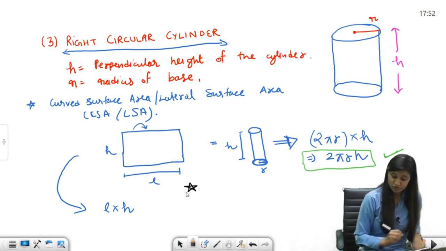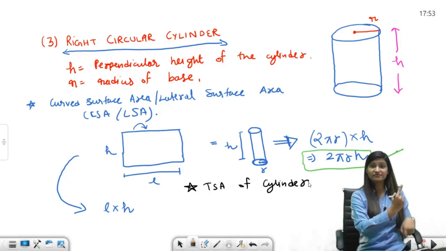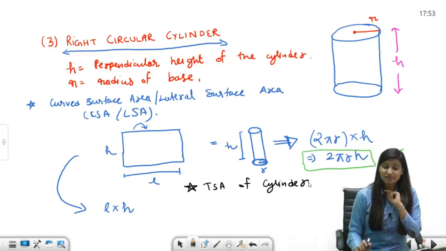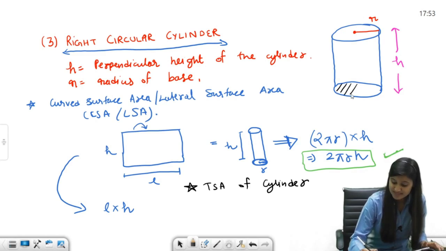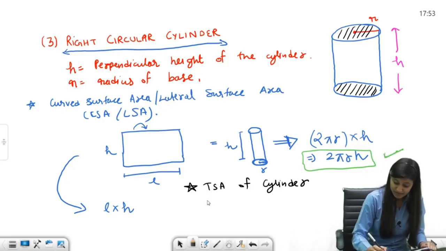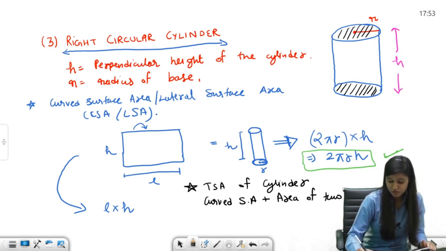Further, what can we calculate? It is the total surface area of a cylinder. Now, the curved surface area we have already calculated in the previous part. What we are now left with are the two bases. And what is their shape? They are circular, right? So, the TSA of a cylinder would be the curved surface area plus the area of two circular bases.